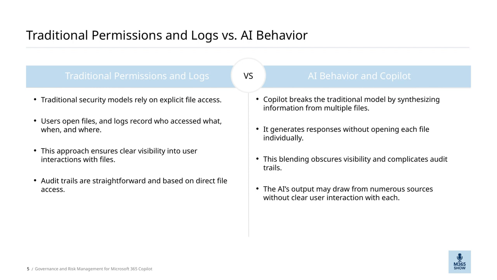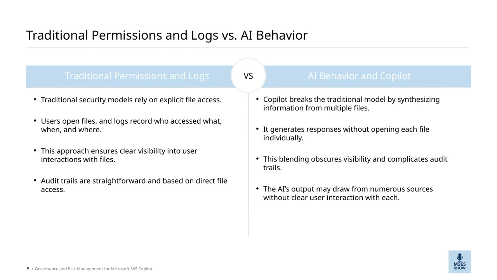In contrast, traditional security models depend on explicit file access. Users open files, and logs record exactly who accessed what, when, and where. This approach provides straightforward visibility and makes audit trails clear and reliable. So, as we move toward AI-driven tools like Copilot, it's important to recognize that these new capabilities can obscure visibility, which poses new challenges for governance and risk management.